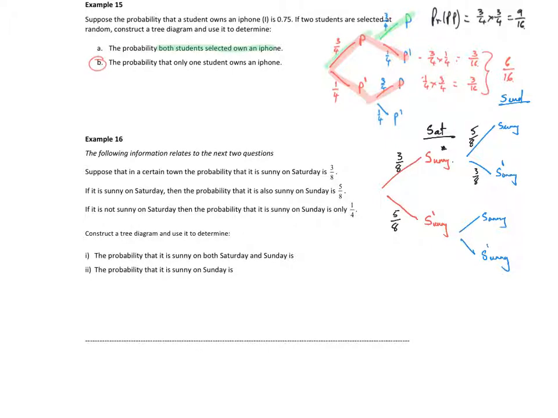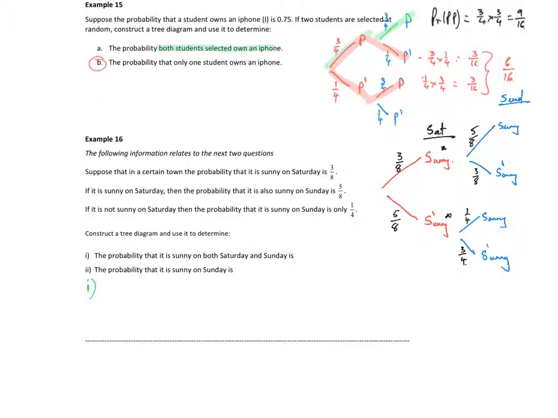However, if it's not sunny on Saturday, which is this pathway, the chances of it then being sunny the next day is only a quarter. So that's the chance of being sunny is 3/4. So 3/4 is the chance of it not being sunny. Okay. So whilst normally in our tree diagrams or regularly the probabilities don't change, it's not that uncommon for the probabilities to change on each branch or after each experiment. So there's my tree diagram. So let's have a look at part I.